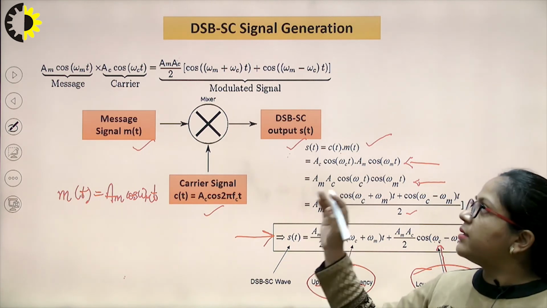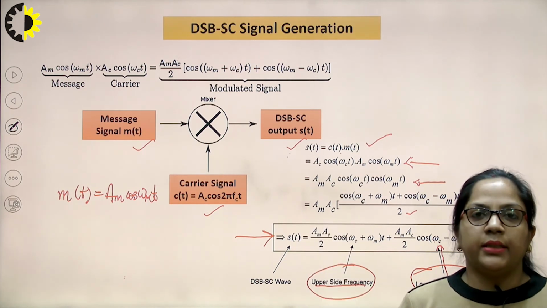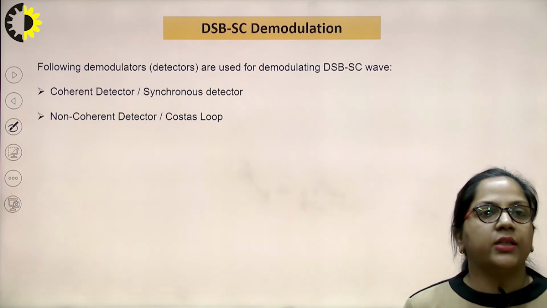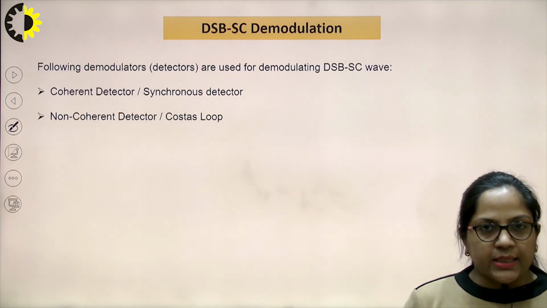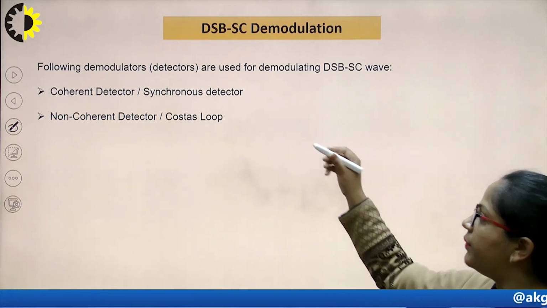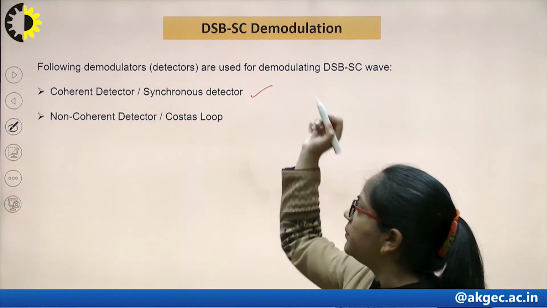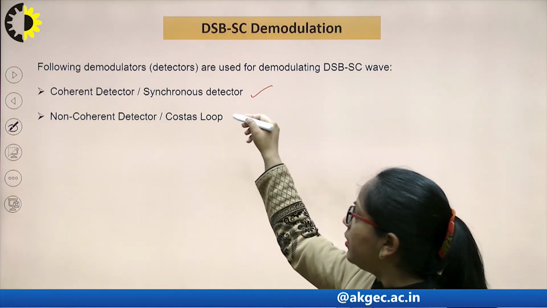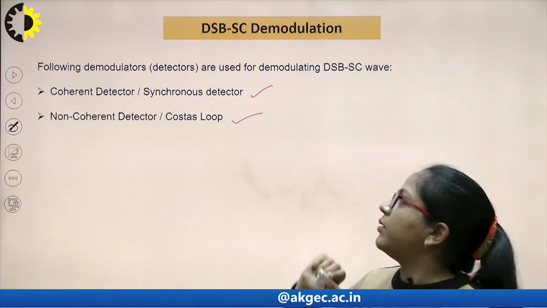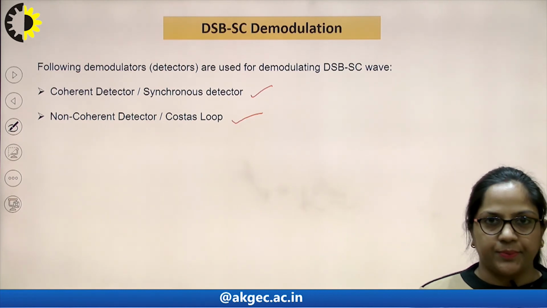The detection of this DSB-SC signal can be done in two ways. What are the two ways of performing the demodulation of DSB-SC signal? It can be done with the help of a coherent detector or a synchronous detector. It can be done with a non-coherent detector, or we can say a Costas loop detector.